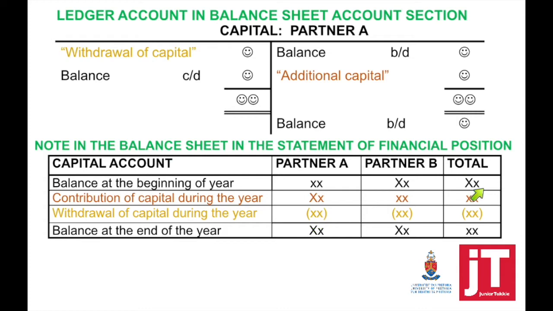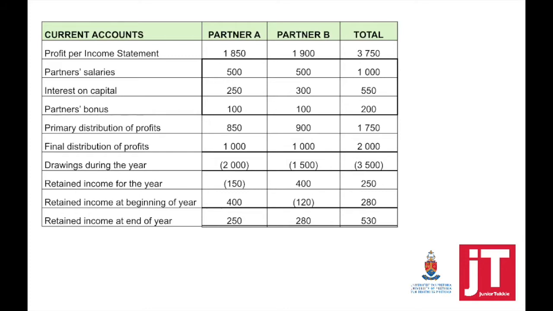To calculate the total, we are going to take partner A plus partner B equals. At the end, when we are done and we take the balance in the beginning plus contribution minus withdrawal equals the balance at the end, and we take the total of partner A, total of partner B, it must be exactly the same.